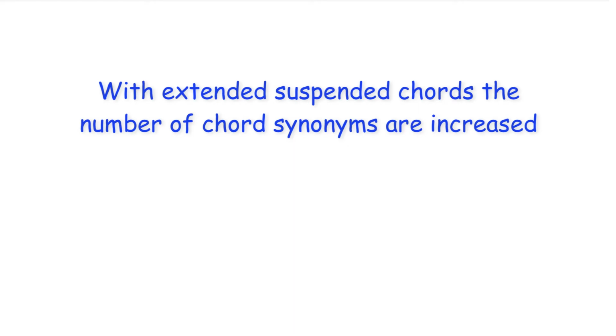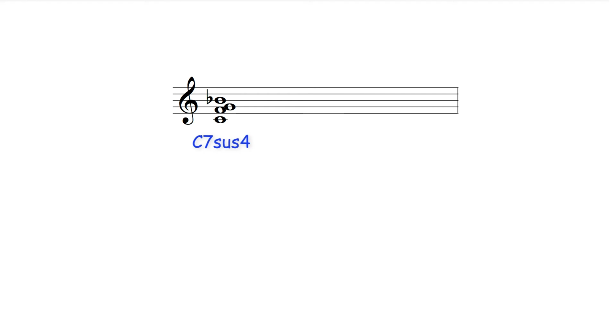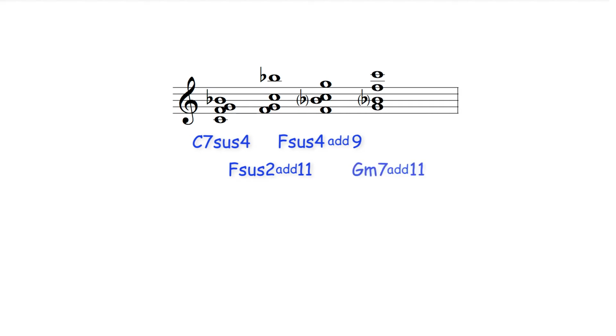With extended suspended chords, the number of chord synonyms are increased. For example, the following C7 sus4 chord, depending on context, may also be labelled as an F sus2 add 11, F sus4 add 9, G minor 7 add 11, and B flat sus2 6 chord.